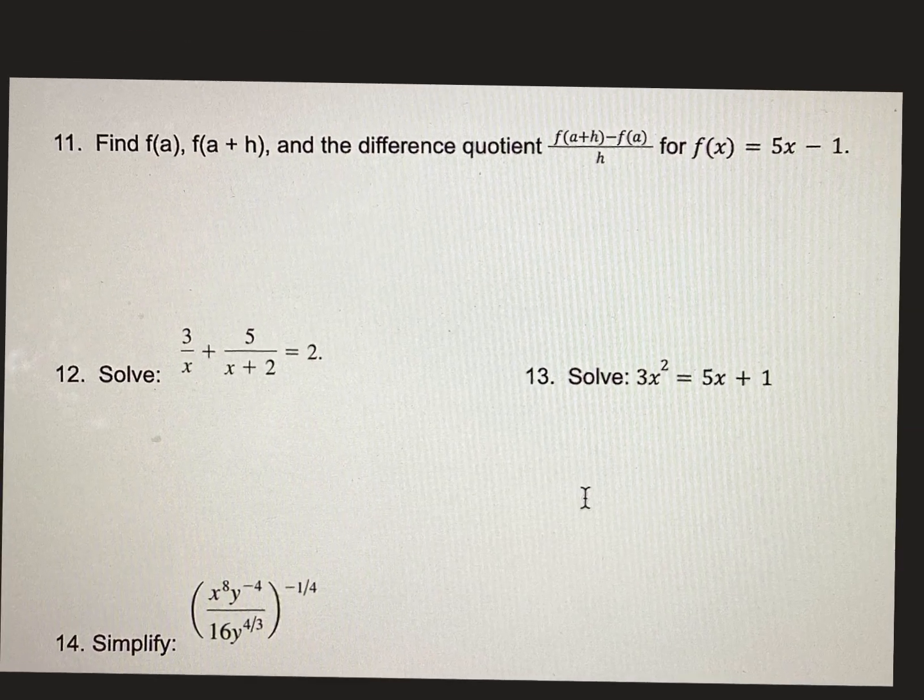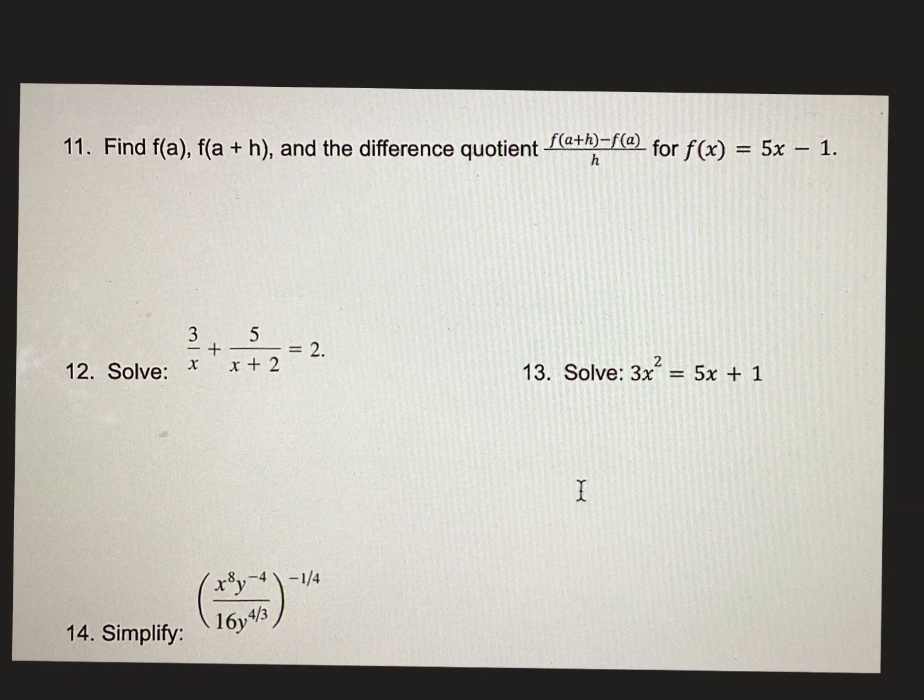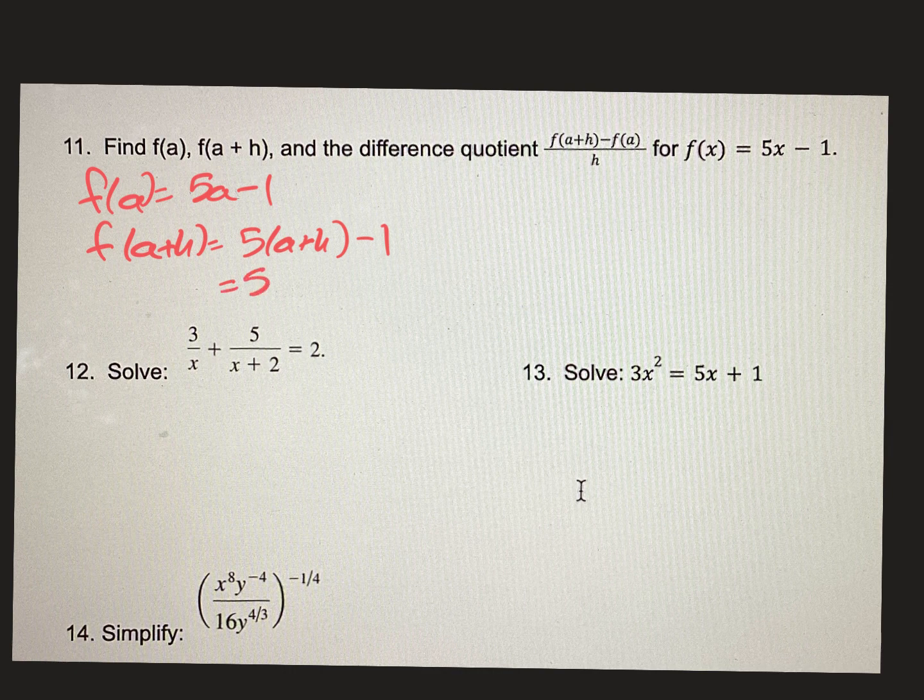All right. Number 11, difference quotient. 3 steps here. This is a good way to do it, these 3 steps. So I'm going to put f of a. If I put f of a, I'm just putting the a where the x was. It's like that. A plus h, do the same thing. I'm going to put the a plus h where the x was, and just work that out, get 5a plus 5h minus 1.